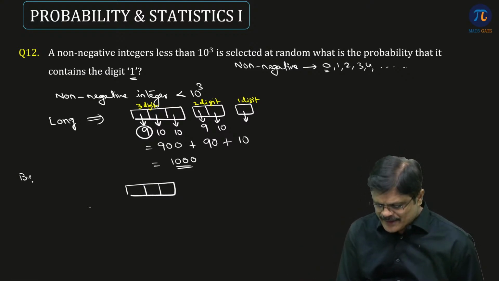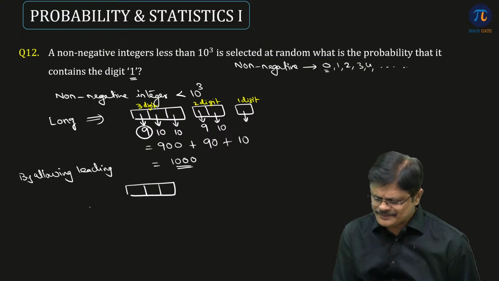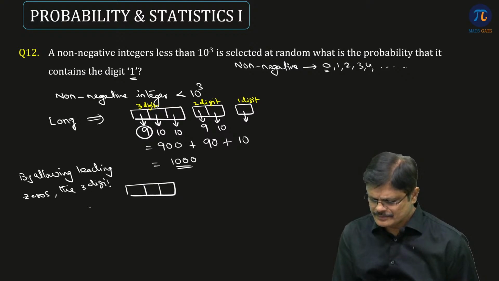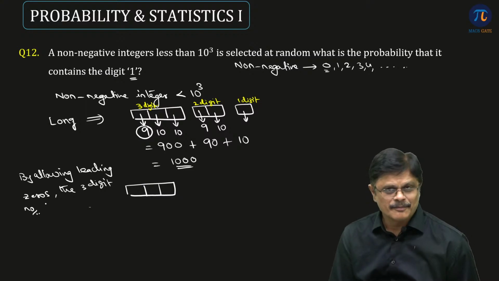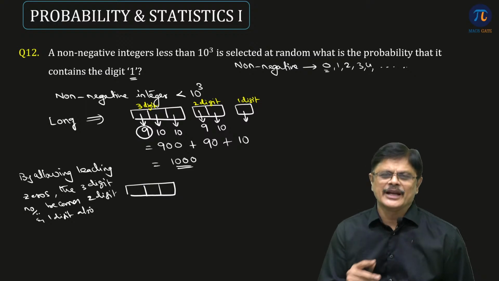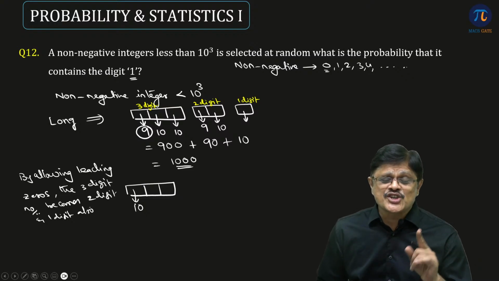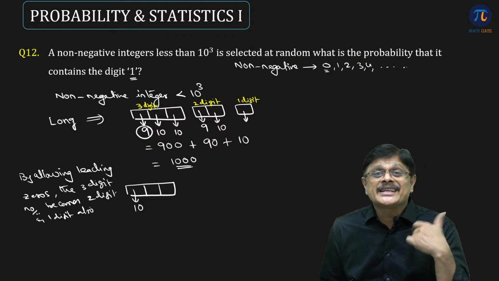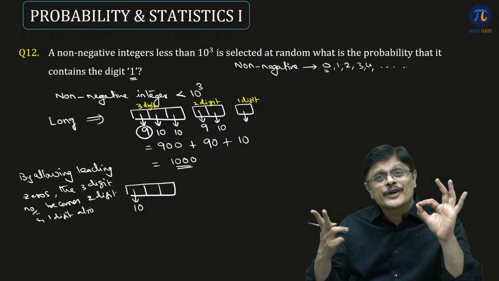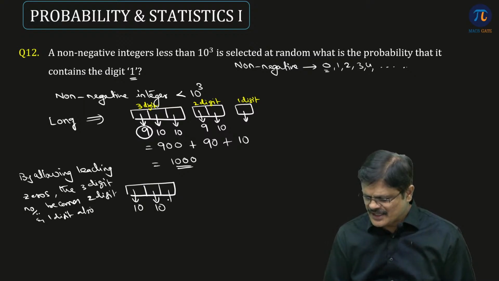So by allowing leading zeros, the 3-digit number becomes 2-digit and 1-digit also. That is, we get all 3-digit, 2-digit and 1-digit numbers. So here I am having 10 choices. With 9 choices, I get all the 3-digit numbers. With the 10th choice, that is with leading 0, I can also get 2-digit numbers and 1-digit numbers. That is the logic. And here there are 10 choices, here there are 10 choices.